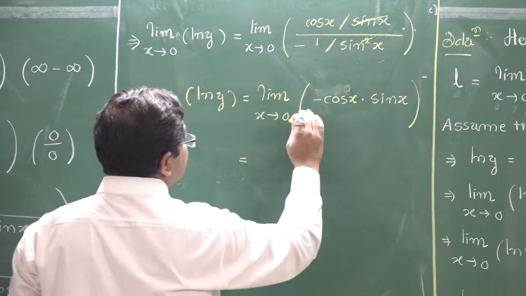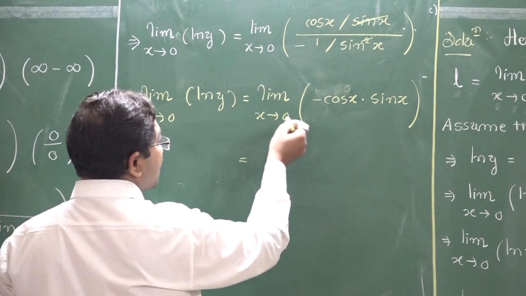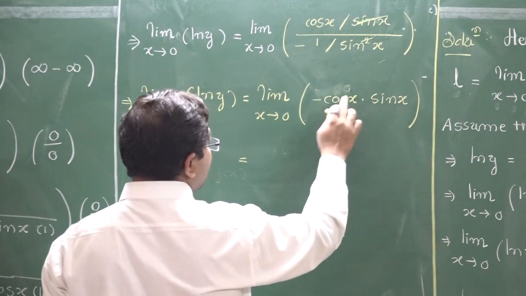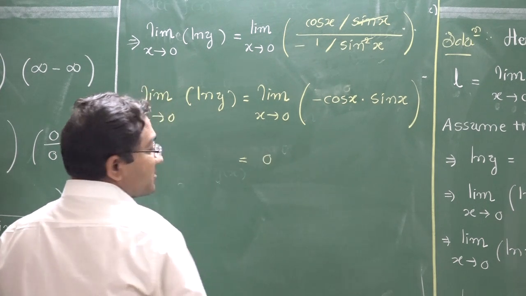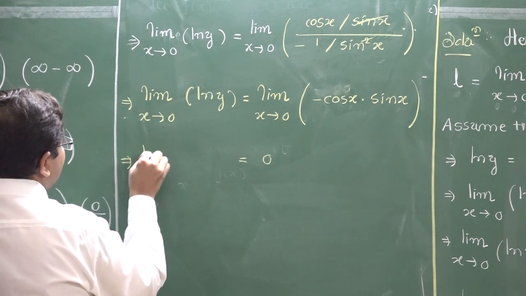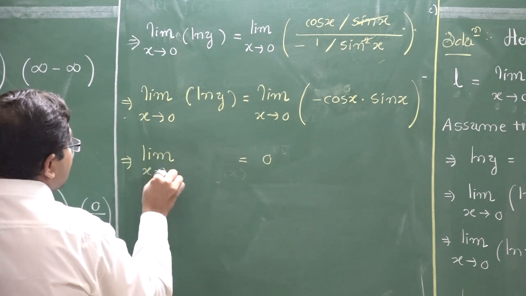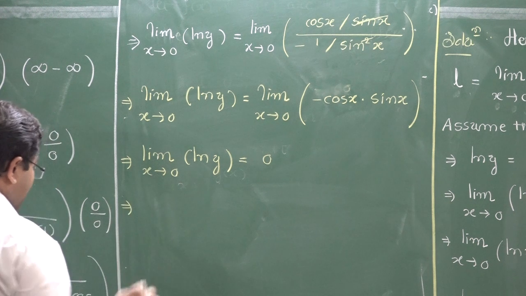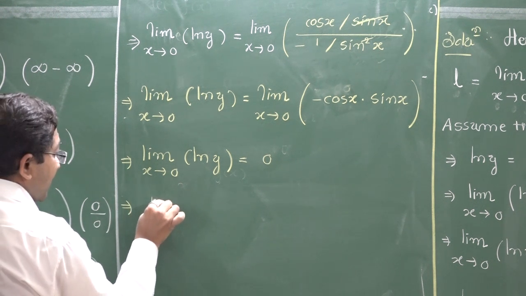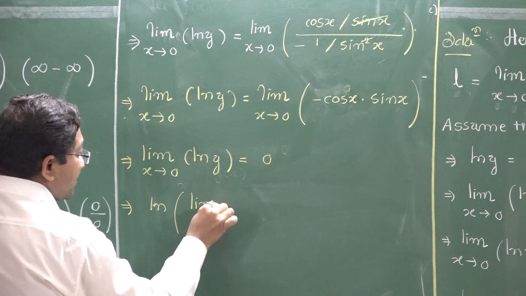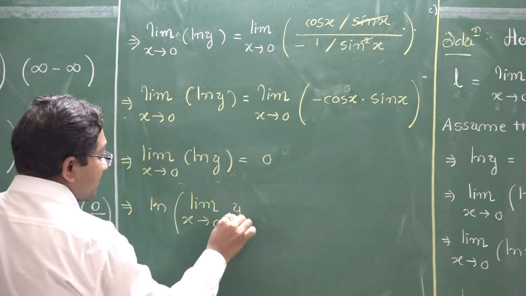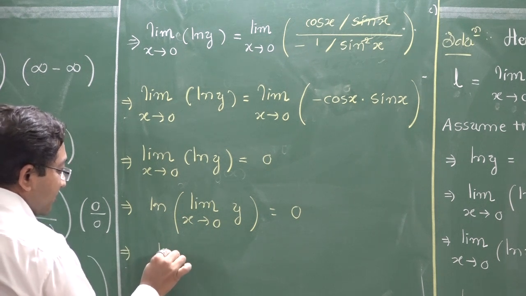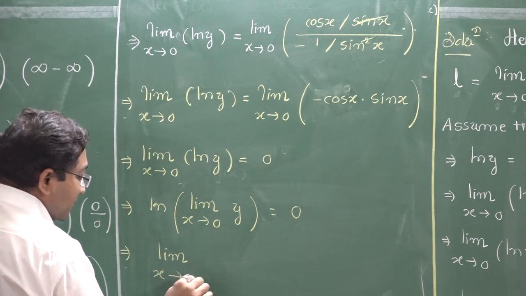So there is no denominator, then we can directly substitute the limit. Here cos 0 is 1, sin 0 is 0, 0 into 1 is nothing but 0, so the answer is 0. So limit x tends to 0 ln y is 0. As per our rules, ln is outside of the limit, and the limit is applied on the function y, which equals 0.